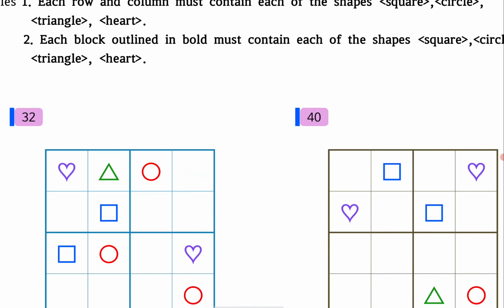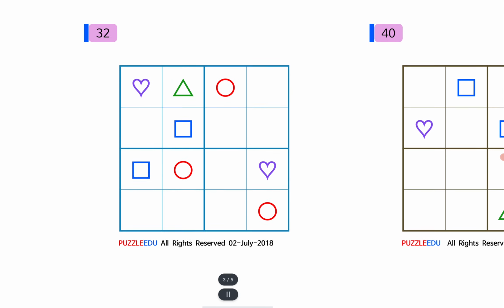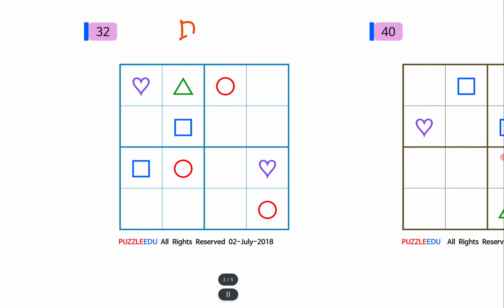Let's look at example 32. So again, we have square, circle, triangle, and heart that we have to draw. And here I want to start in the top left block because it already has 3 out of the 4 shapes filled in, right? And each block has to have all 4 shapes. So the only missing shape in this block is the circle. We can draw that there.